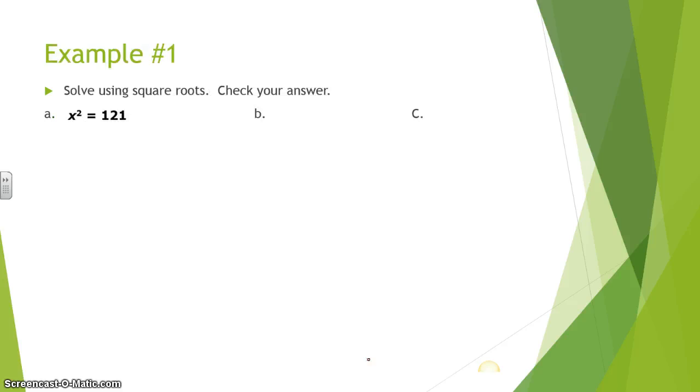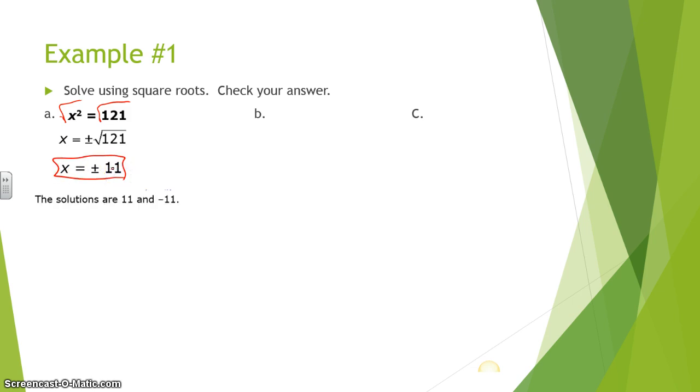Let's look at an example here. It says solve using square roots and then check your answer. We have here x squared equals 121. What we first have to do is take the square root of each side. So we take the square root of x squared and the square root of 121, and you'll notice you get x equals plus minus 11. So that will be your answer.